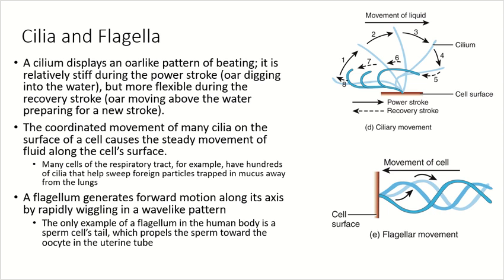Additionally, the flagella are going to move differently. These are going to be generating a forward motion, and it does this by wiggling rapidly along its axis in this sort of wave-like pattern that we see here. So the only example, like I said, of the flagellum in the human body is the sperm's tail, which is going to be there to propel that sperm towards the oocyte that's found in those uterine tubes.